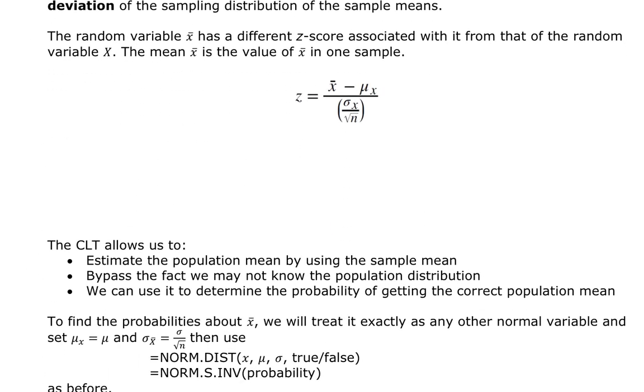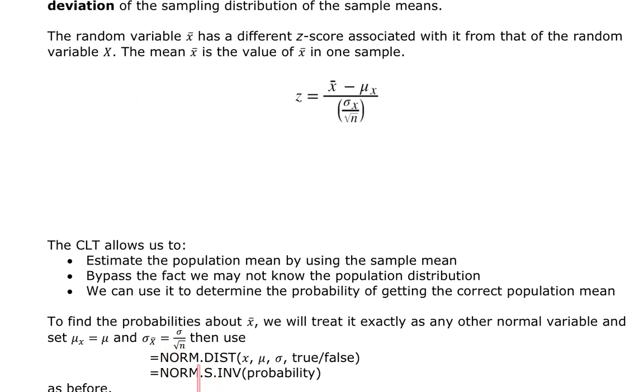The central limit theorem allows us to estimate the population by using sample means. We can bypass the fact that we don't know what the population distribution is. We can use it to determine the probability of getting a correct population mean. And we're going to find probabilities about x bar. We will treat it exactly as any other normal variable. My mu sub x bar will be mu, and my sigma sub x bar, this is a capital X bar, is going to be the sigma that is given to me divided by the square root of n.